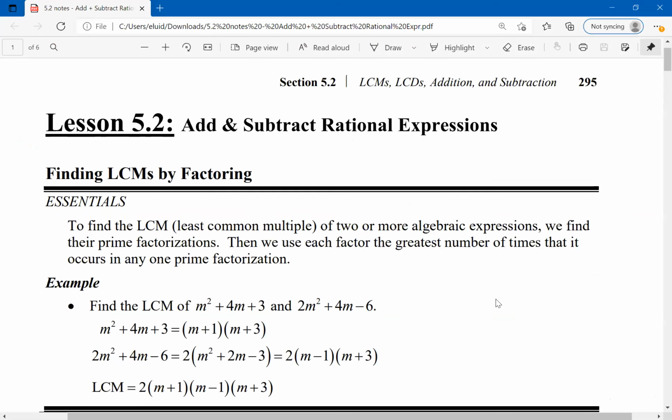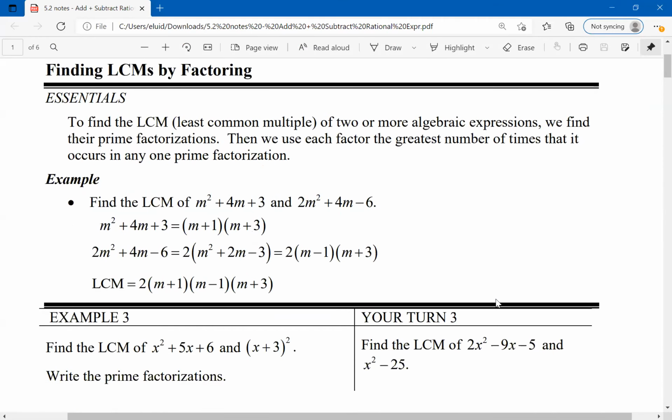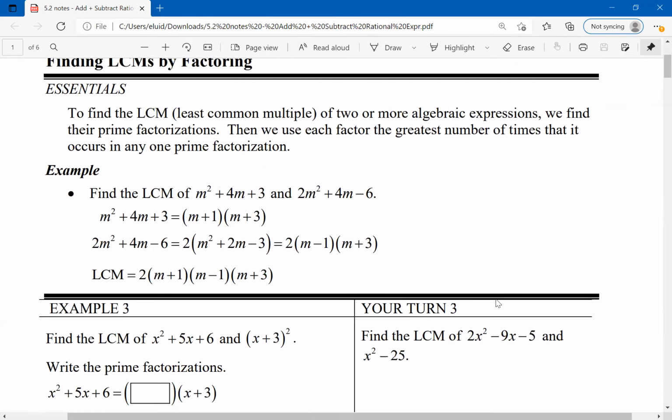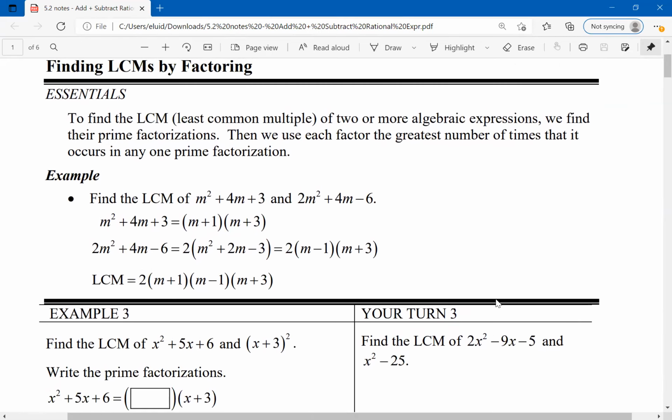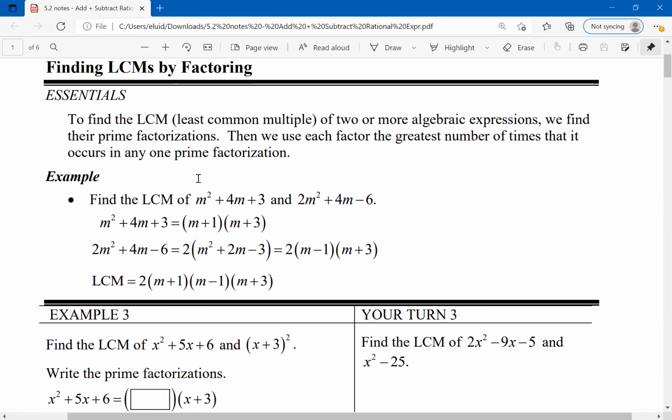All right. So here's where this fits in with the algebraic expressions. We're back at the beginning of the 5.2 notes. We're going to find LCMs by factoring. Here's what the first little paragraph says. To find the LCM, least common multiple, of 2 or more algebraic expressions, we find their prime factorizations. In other words, we factor. Then we use each factor the greatest number of times that it occurs in any one prime factorization. That's what I was attempting to show with the 2s and the 3s before.